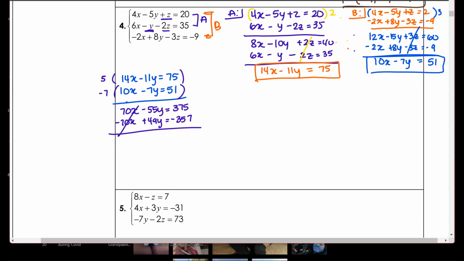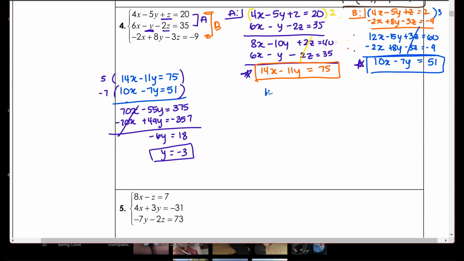Now negative 55y plus 49y, that gives me a negative 6y, and 375 minus 357, that's going to give me 18. Divide both sides by negative 6, and I end up with y equals negative 3. Alright, our last one. Now that we have our y value, we're going to pick one of our 2 by 2s that we're going to plug y into.